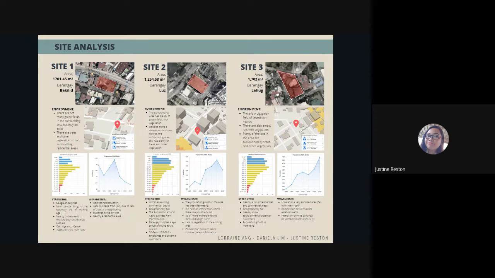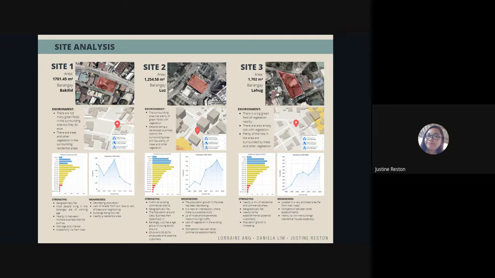For the environment of these sites, for Site 1, there are not many green fields, but they still do exist. They also have surrounding trees and vegetation in the residential areas. Site 2, the environment has plenty of green fields with vegetation, and despite being a developed business district, because this is located in Cebu Business Park, the surrounding area still has plenty of trees and other vegetation. For Site 3, there is a big green field of vegetation nearby, as well as empty lots with vegetation, and there are also plenty of trees and vegetation in the surrounding area.